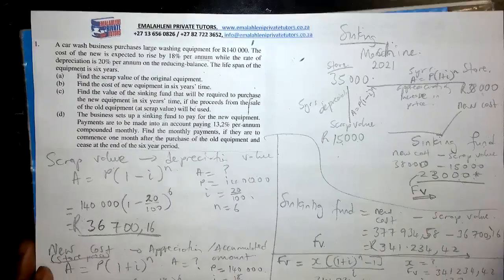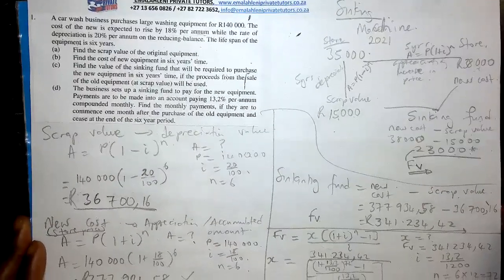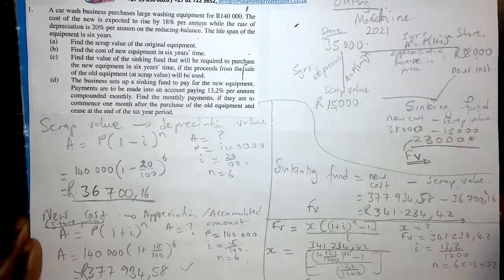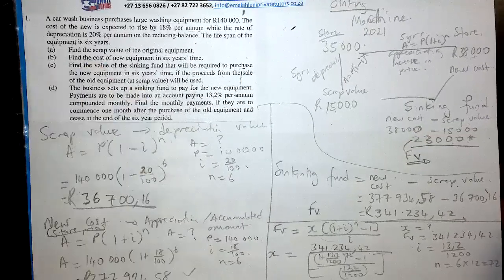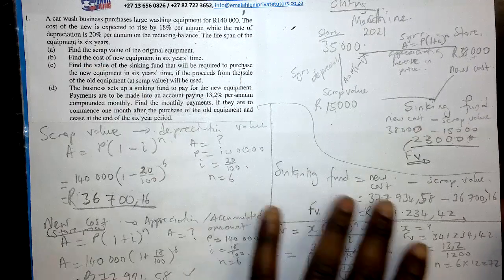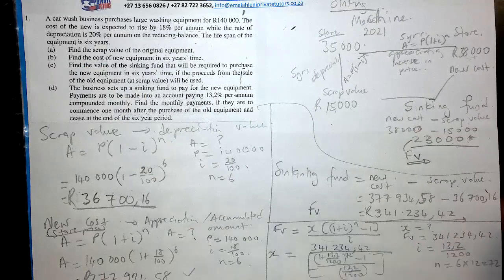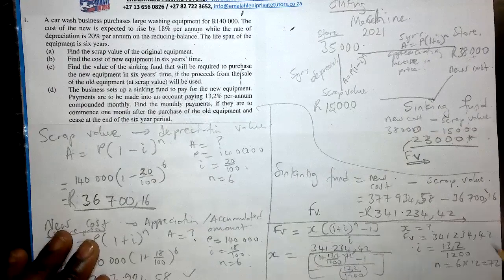That's how it goes here, guys. That's how it goes. I think you've mastered it. That's how it goes, that you need scrap value, you use depreciation, you use new cost, you use appreciation, you use compound formula, you use the sinking fund, you subtract, then from there FV you get, what is it? You know that your FV is your sinking fund that you need.